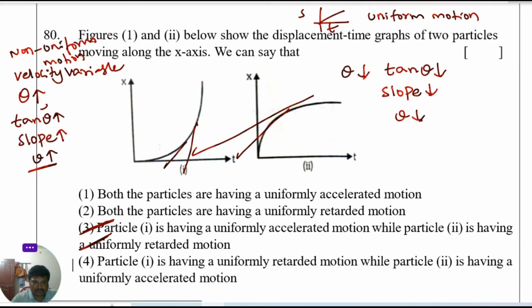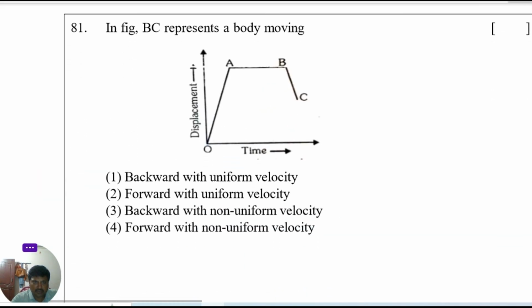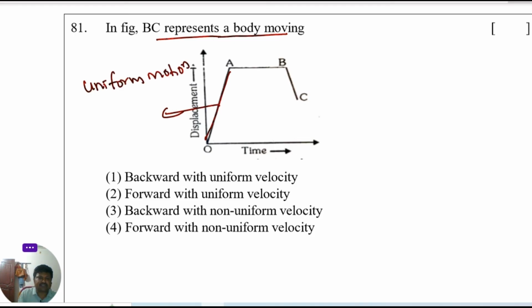Next, go to the 81st question. Look at the screen. BC represents a body moving with... We know very well this is a displacement time graph. In a displacement time graph, if the graph is straight, the body is moving with uniform motion. Uniform motion means that velocity is constant, that means uniform velocity. And here in the displacement time graph, the graph is parallel to the time axis. Parallel to the time axis means the body is at rest.